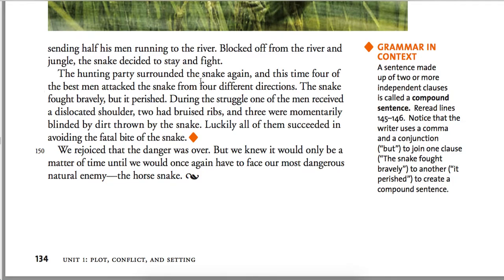The hunting party surrounded the snake again, and this time 4 of the best men attacked the snake from 4 different directions. The snake fought bravely, but it perished. During the struggle, one of the men received a dislocated shoulder, 2 had bruised ribs, and 3 were momentarily blinded by the dirt thrown by the snake. Luckily, all of them succeeded in avoiding the fatal bite of the snake. We rejoiced that the danger was over, but we knew it would only be a matter of time until we would once again have to face our most dangerous natural enemy, the horse snake.